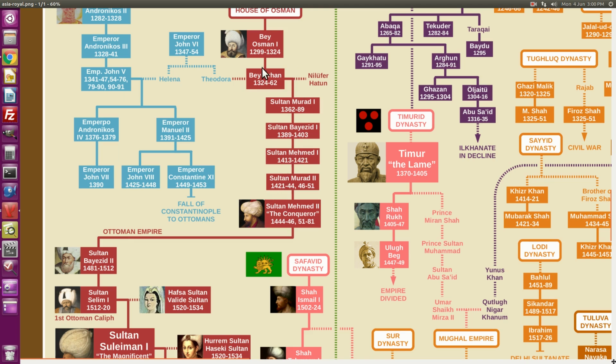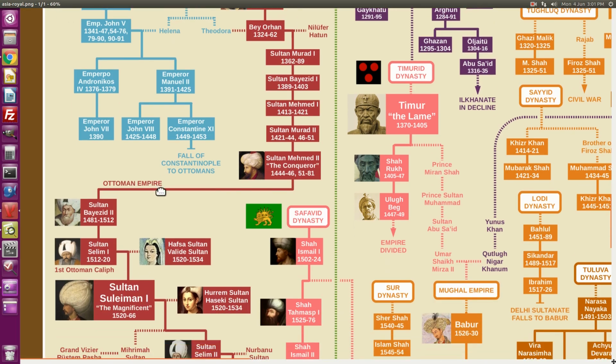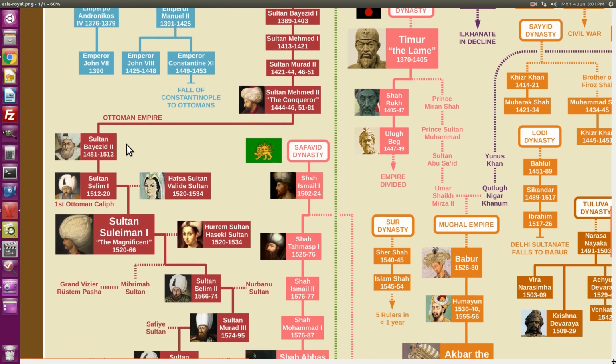Now, during the reign of these sultans here, the Ottomans had expanded their territory into much of the Byzantine territory, the Balkans, most of Turkey, etc. So after Constantinople fell, we can now call their territory the Ottoman Empire. And from this point forward, the rulers started to expand even further.